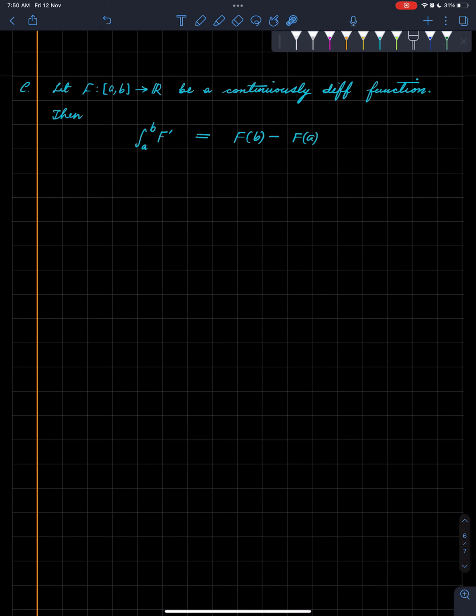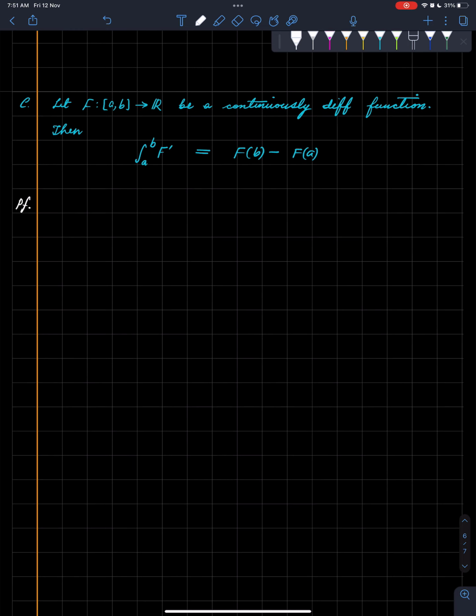So philosophically it is saying the following: F prime is sort of like the local change in F, and integration is like summation. So if you sum up all the changes in F locally, you get the global change in F. That's what the theorem is saying. Okay, and why is this true? The proof is the following. So let little f equal F prime.